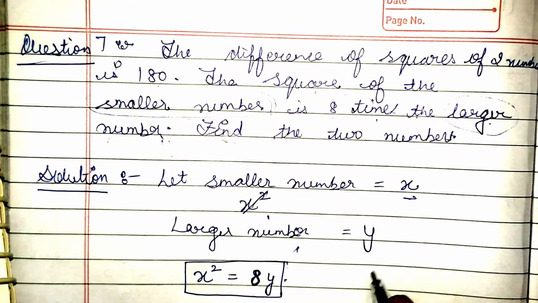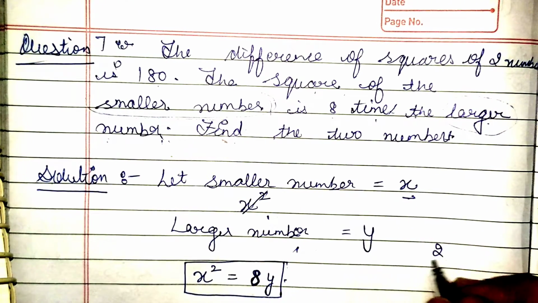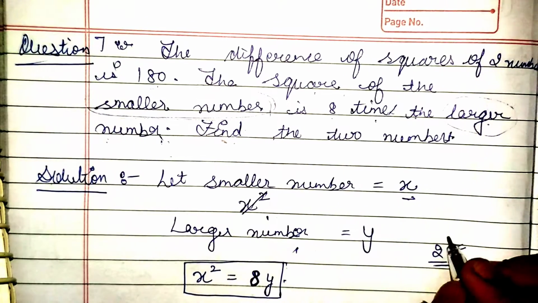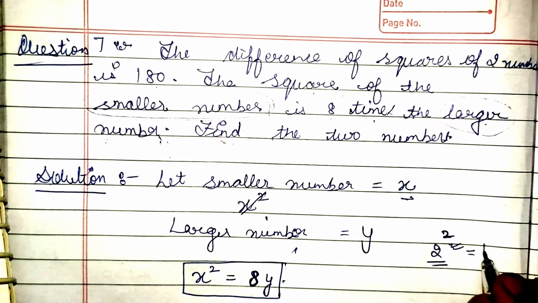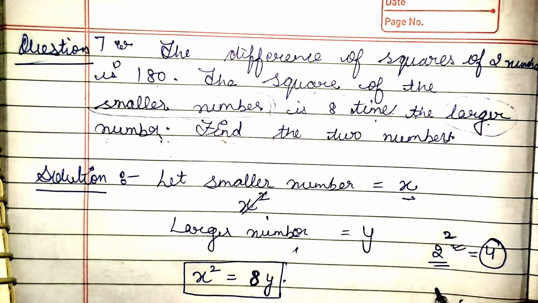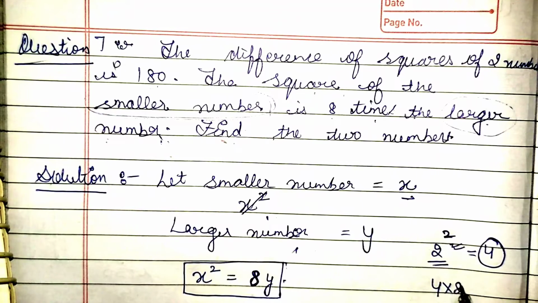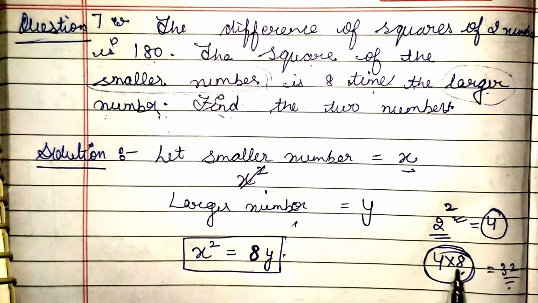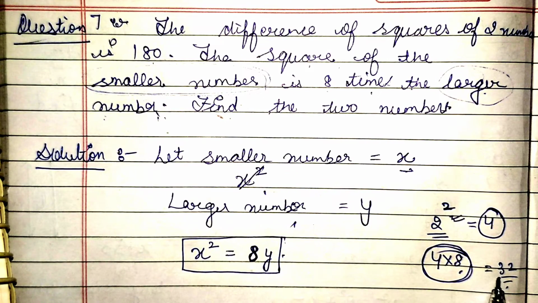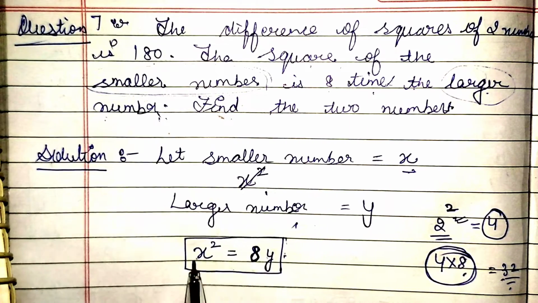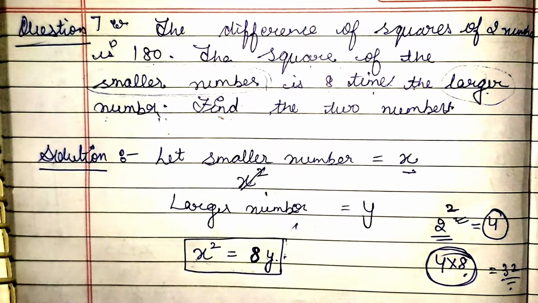For example, suppose any number, 2, is your smaller number, and the square of this is 4. And the larger number is 8 times of this square, that means 4 into 8. This will give you 32. So this is the equation which is given to you.